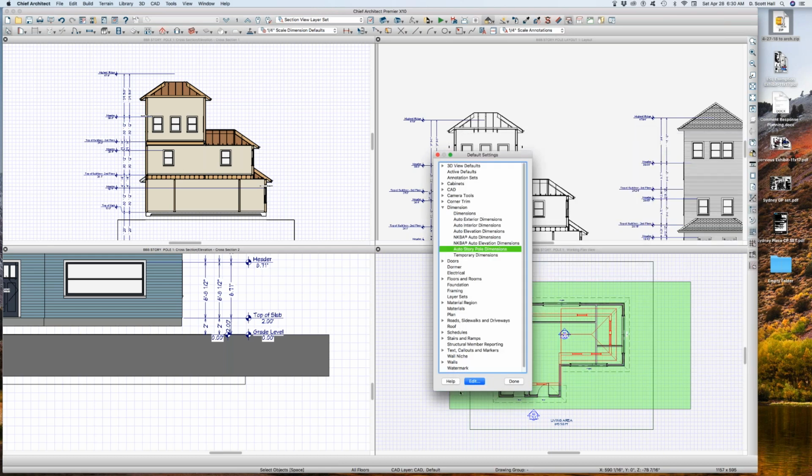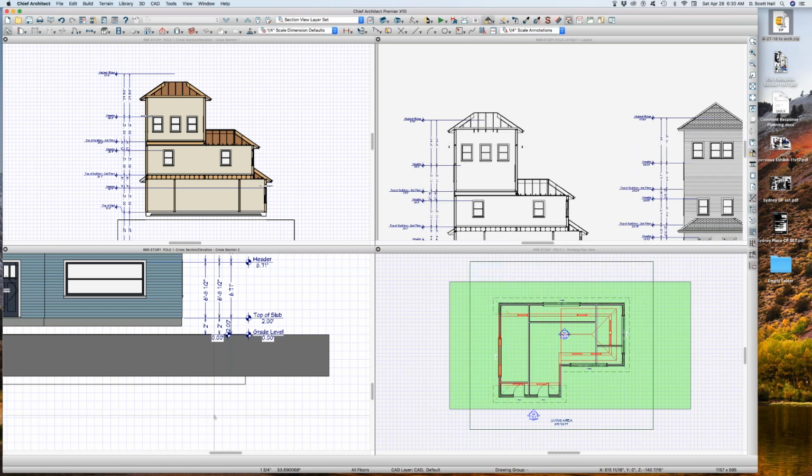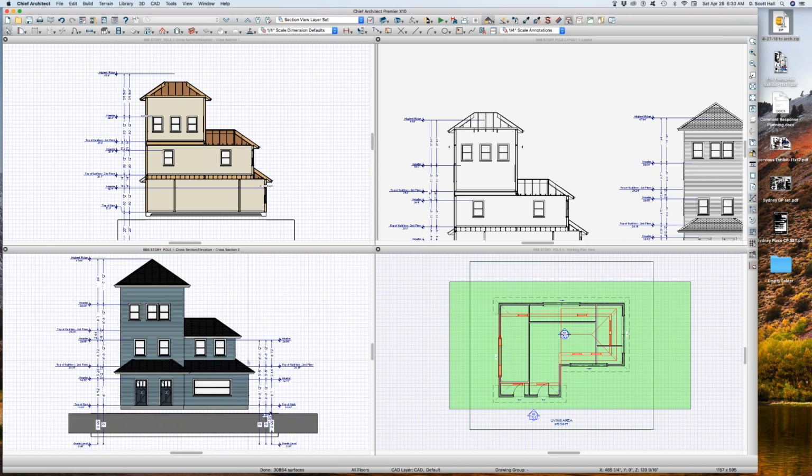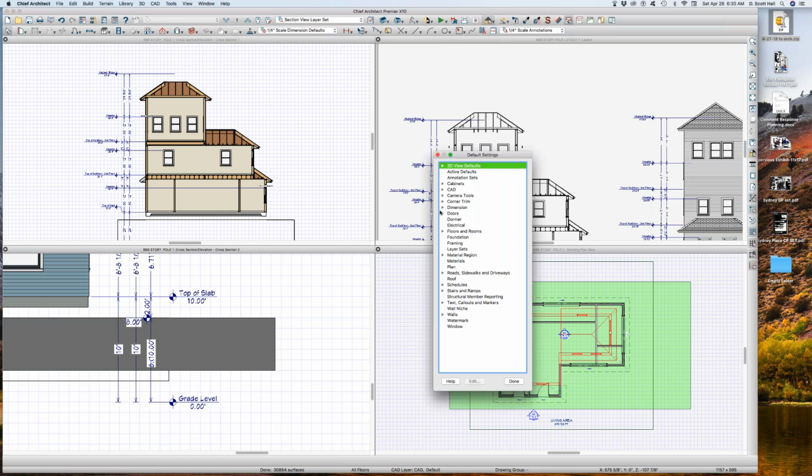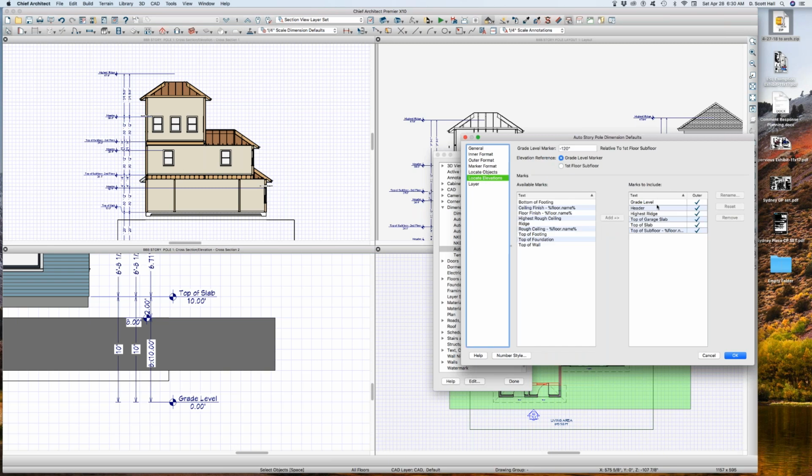Okay, done. Now go MS and redo it. Now everything's good. But what I don't like is there's my 8 foot. What I don't like is this thing is going to be off my page most of the time. I'm almost to get my format. I come over to dimensions, auto story dimensions, but locate dimensions.